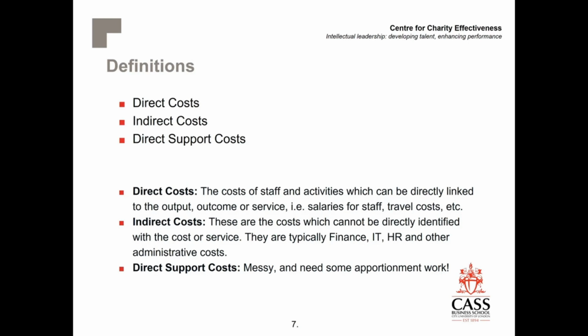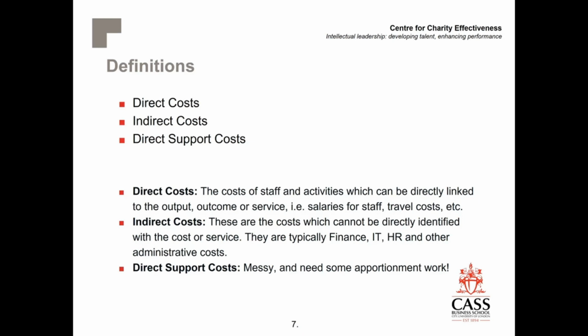Indirect costs, on the other hand, it's difficult to see, for example, how finance, IT, HR link to the work that we do. But if you remove those costs, it would remove the quality. And so these are the overheads, if you like, of the organisation, which we have to ensure are paid for properly. And then you've got direct support costs, and they're things like, for example, the building. They're messy, and you might want to move some of the cost into direct costs and some of it into indirect costs. You need to do some apportionment work there.